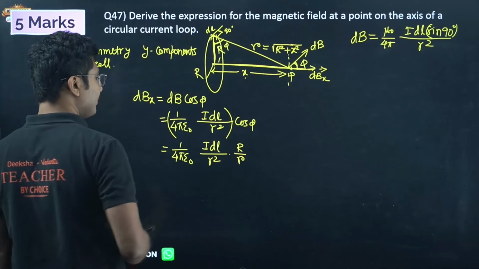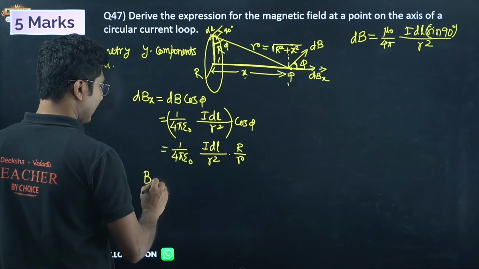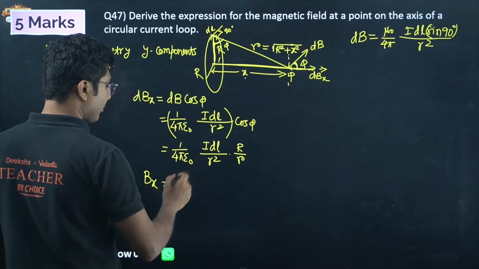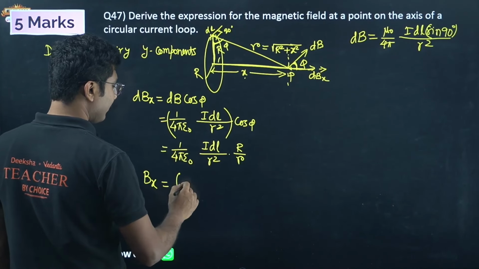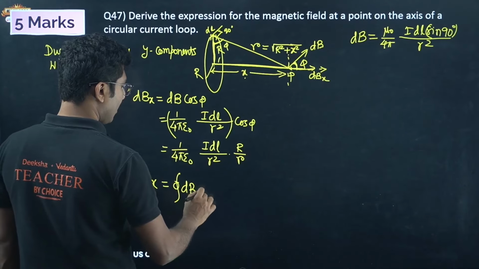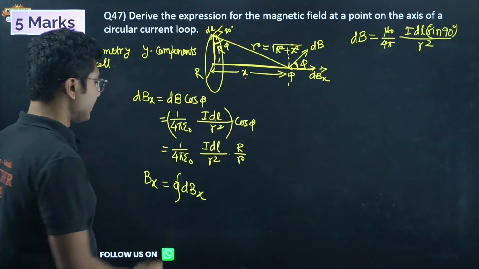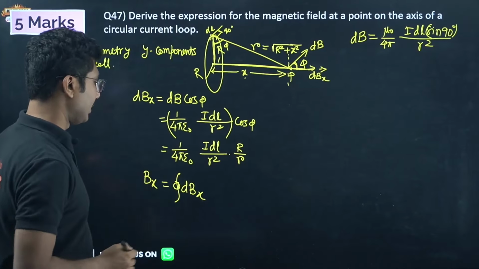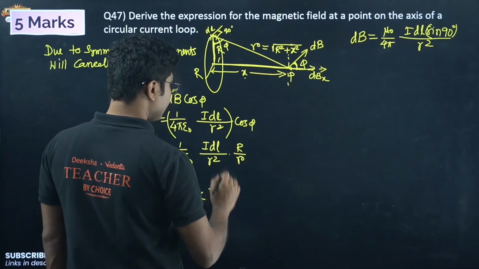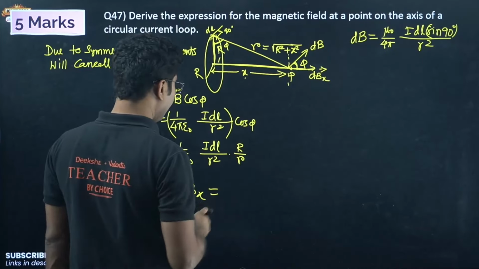Now the total magnetic field, the x component of the magnetic field, the existing magnetic field, will be the closed integral of dBx. Closed integral means the starting point and ending point are the same, that's why closed integral. This sign represents a closed integral. So we have to integrate it; since the starting and ending points are the same, there is no limit over here.